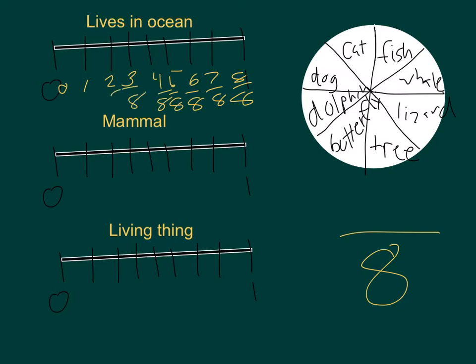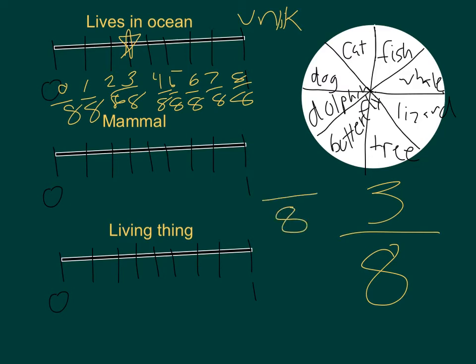So that lives in the ocean: the fish lives in the ocean, the whale lives in the ocean, and the dolphin lives in the ocean. So those are 3 options. So 3 out of 8 of them live in the ocean. On a number line, it's right there. And we could say that it is unlikely because it is under 1/2. It's almost equally likely, but it's under. So 3/8.